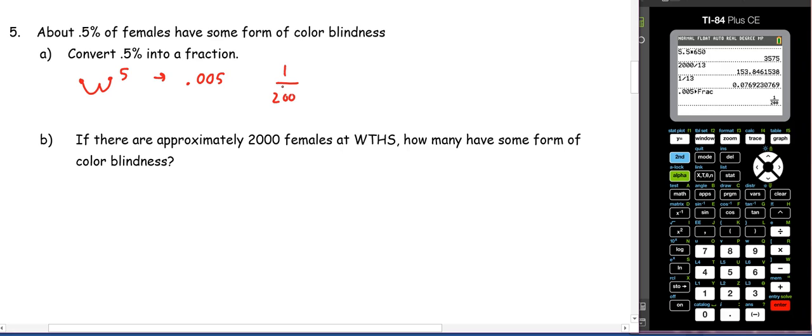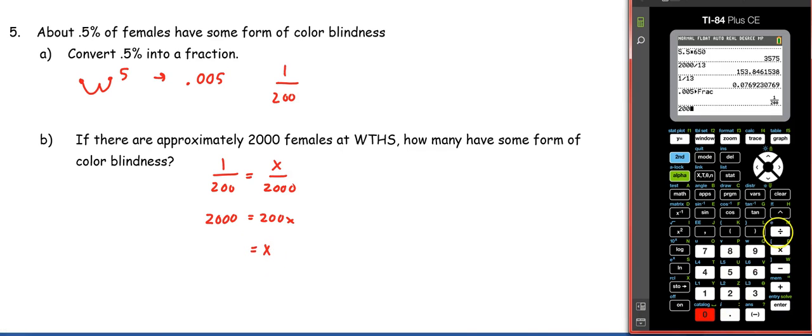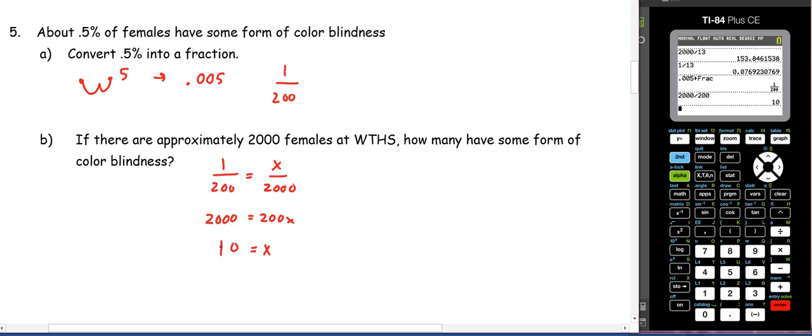So to figure out how many females at WTHS would be colorblind, we're going to have 1 over 200 equals x over 2,000, because that's how many people are at the school. So when we cross multiply, we get 2,000 equals 200x. We divide both sides by 200, so 2,000 divided by 200 is 10, which means that 10 girls or 10 females are colorblind.